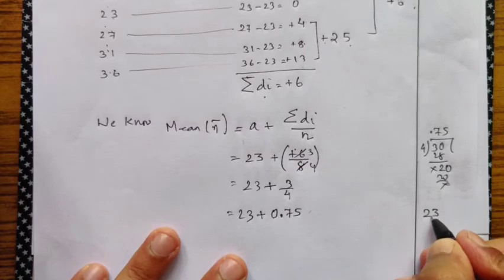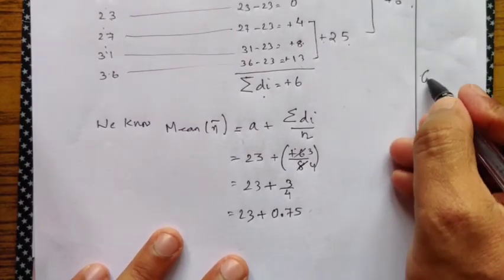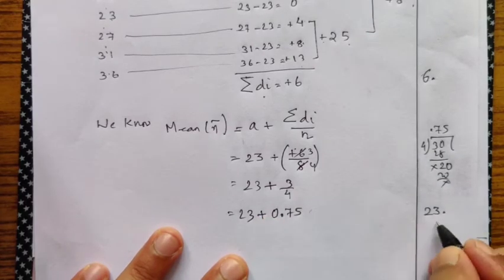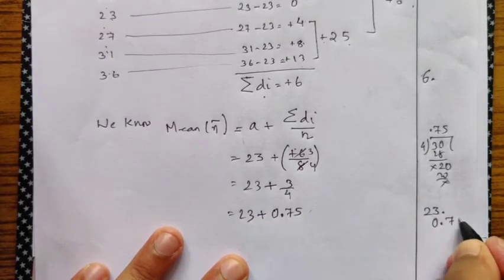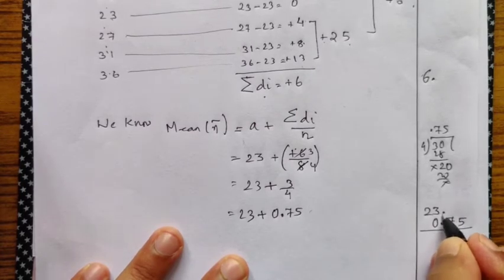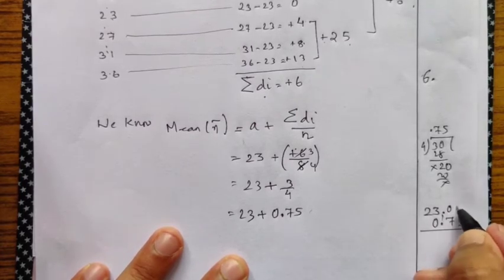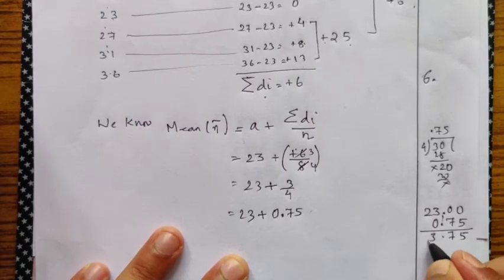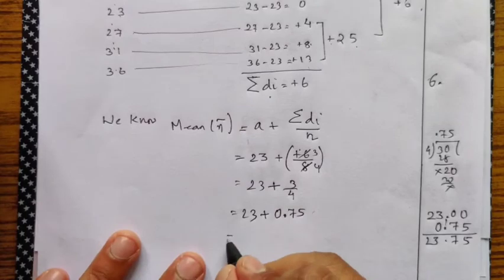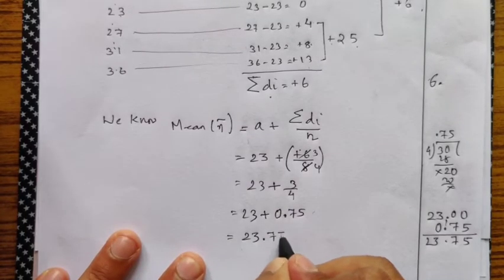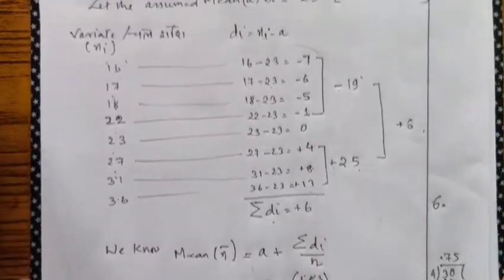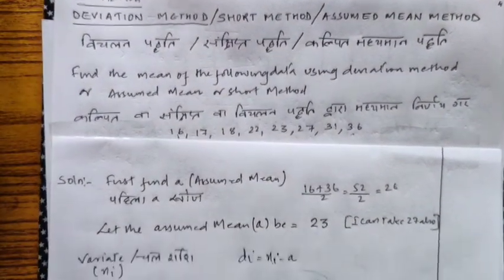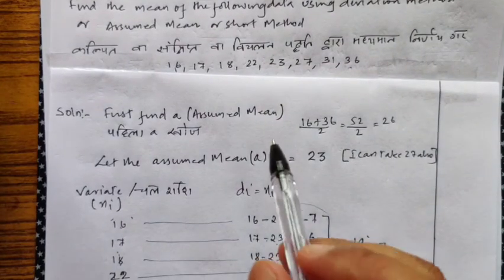If I just write 23, where is the point? If I write 6, where is the point? The point is here. So if I write 23, the point is here, plus 0.75. Decimal should be in one same line. I hope you all know that. Whenever you add or subtract, you have learned it in junior classes. So 5, 7, 3. So what's the mean? 23.75. By which method is this, guys? Deviation method or short method or assumed mean method?